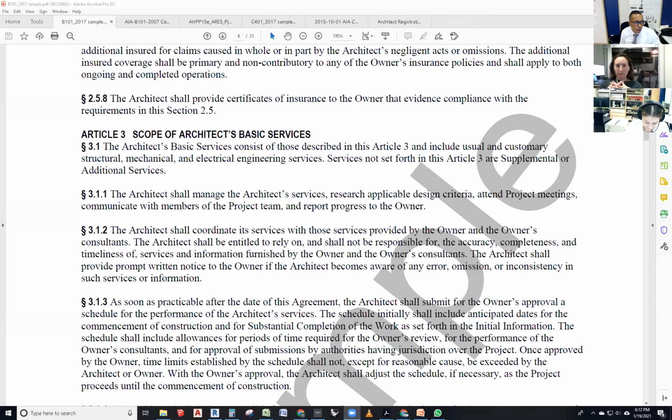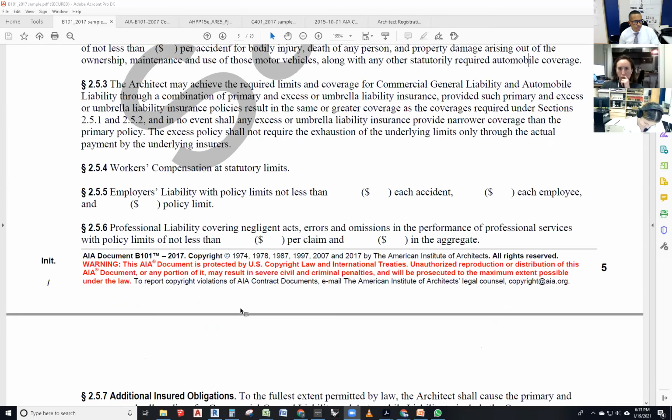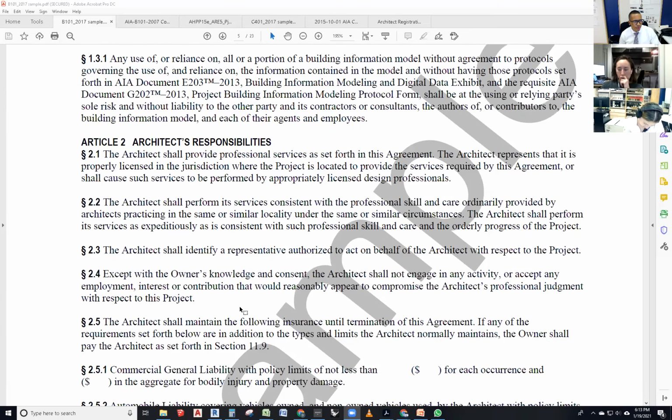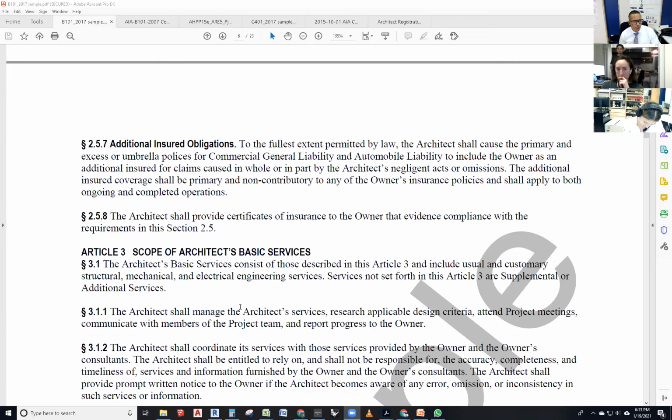All right, everybody. So we're going to do our second day, or second continuation, of the B101, the contract between the architect and the owner. Last time we spoke about Articles 1 and 2. Article 1, as I said before, speaks about the initial information, and Article 2 speaks about some general responsibilities of the architect. Article 3, though, speaks about the scope of the architect's basic services.